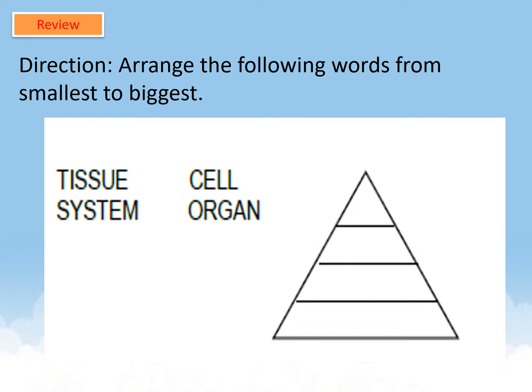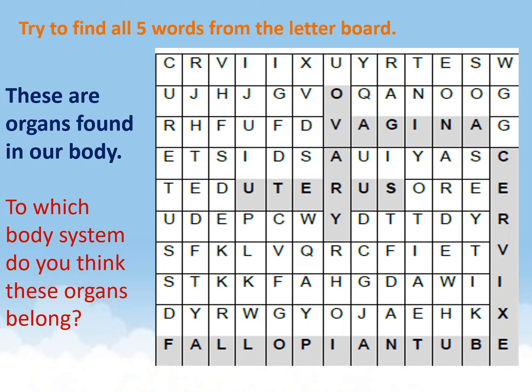Direction: arrange the following words from smallest to biggest. Isulat ang mga ito sa inyong kwaderno. Ang mga sagot ay isulat sa inyong kwaderno. Try to find all 5 words from the letter board. These are organs found in our body. To which body system do you think these organs belong?